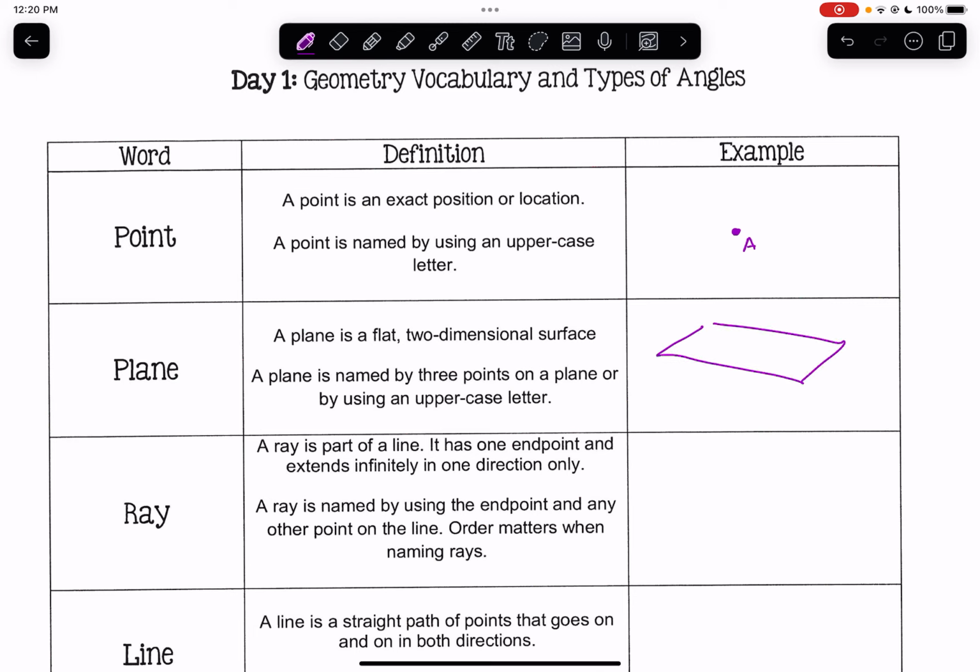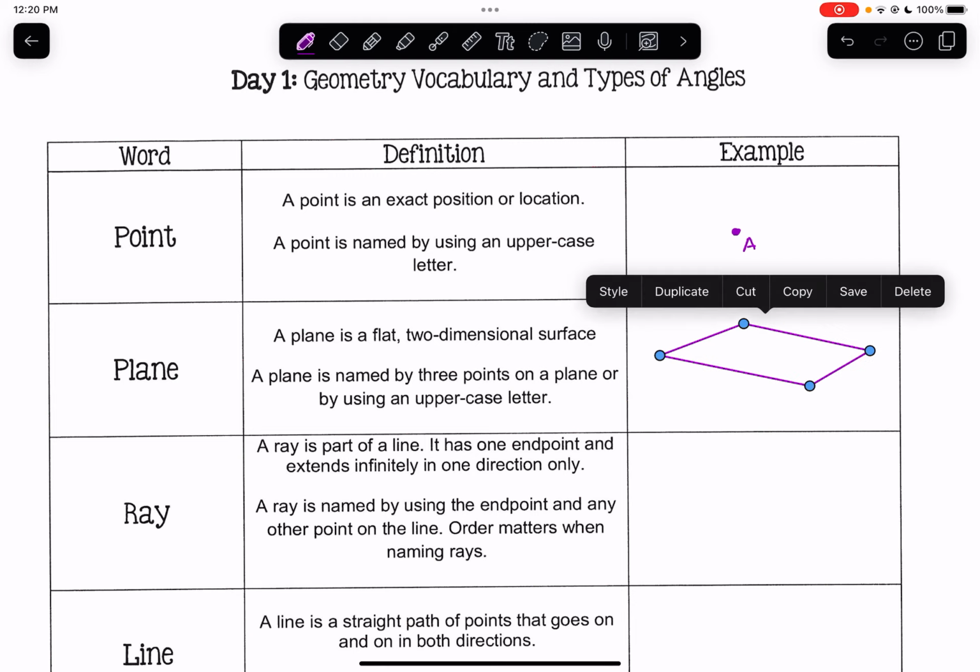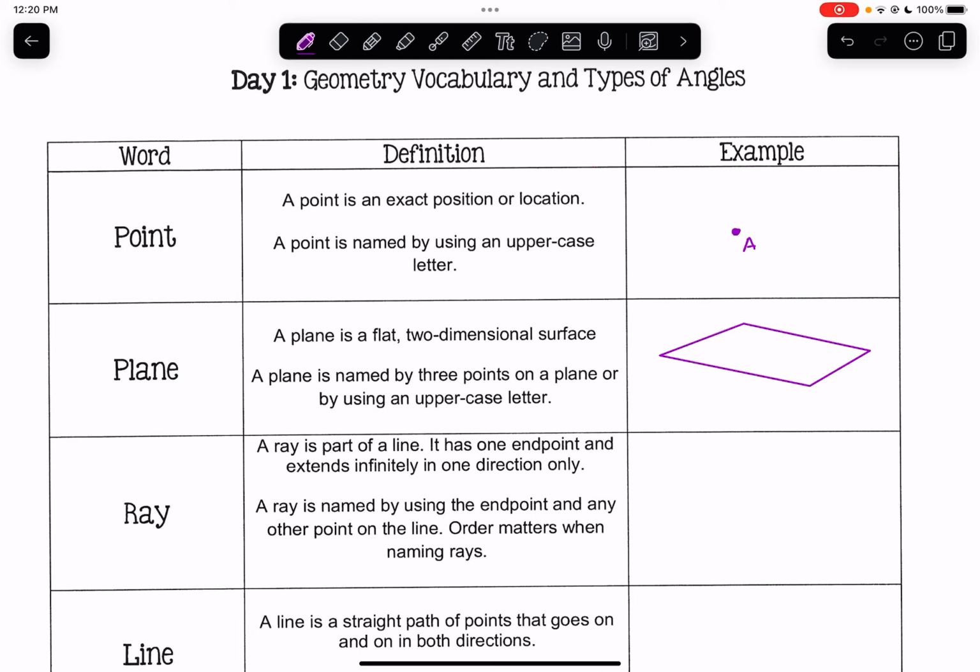A plane is something you might not have experienced a lot. So think of it like a sheet of paper. It's a flat two-dimensional surface, and we name that using either 3 points on it. So we could name this M, J. Okay, so I could say this is plane JKM, or I could just put an uppercase X next to it and say that this is plane X.